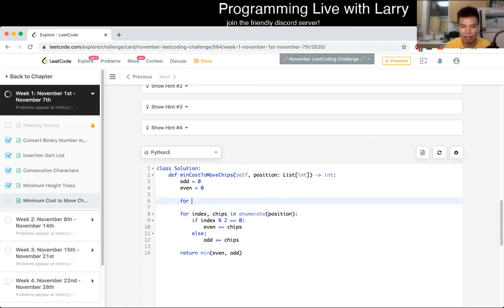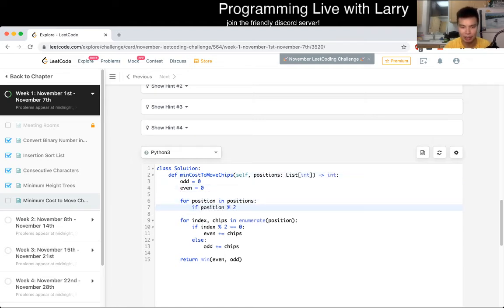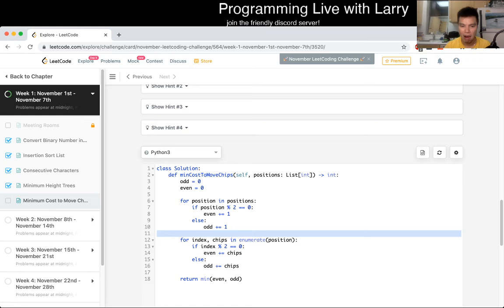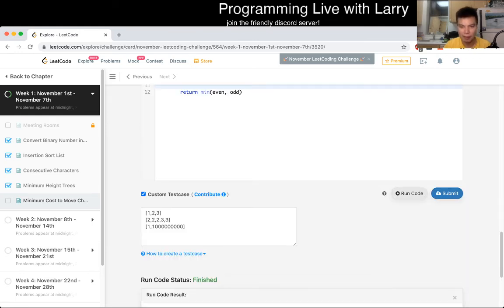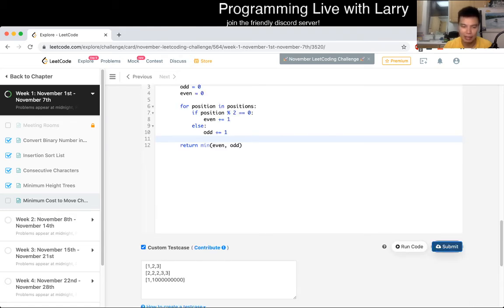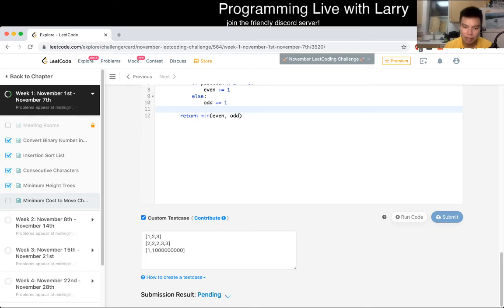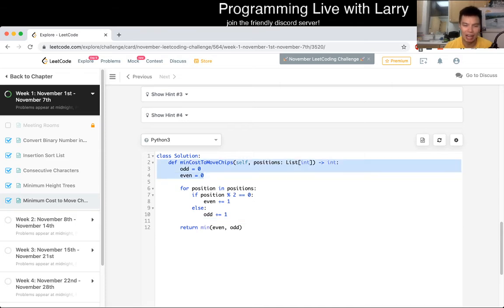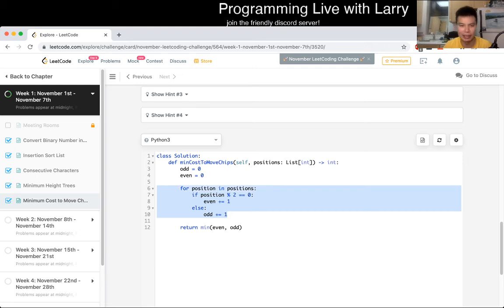But for position in position, okay, if position mod 2 is equal to 0, even plus 1, else odd plus 1. I misread the input, but that's okay. And now I'm going to submit. And look, it's good. So what's the running time? I mean, the space is constant. We just use odd and even. We just literally count the number of odds and evens. And the running time, we just look at each position once, so it's going to be linear.